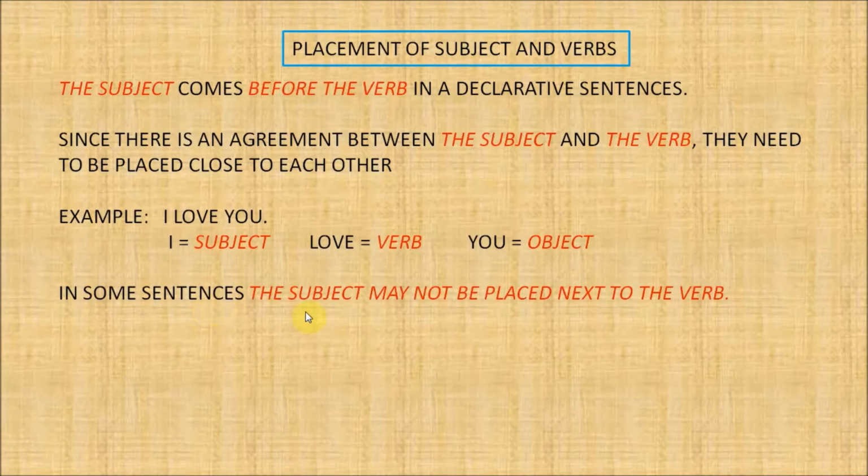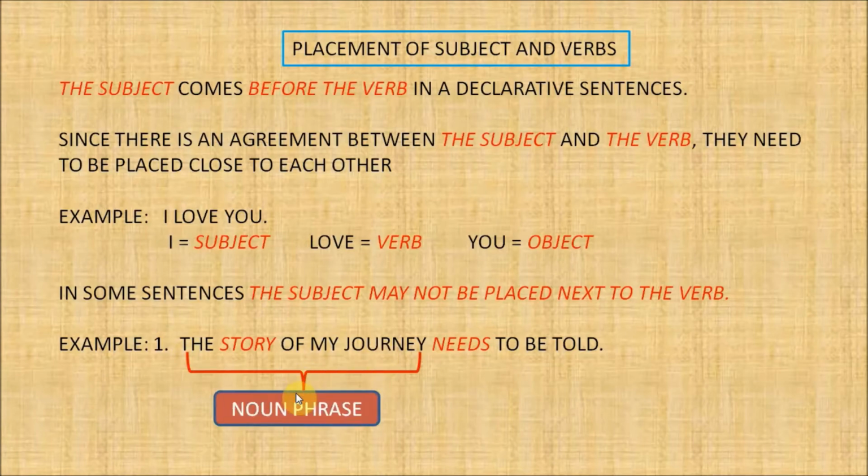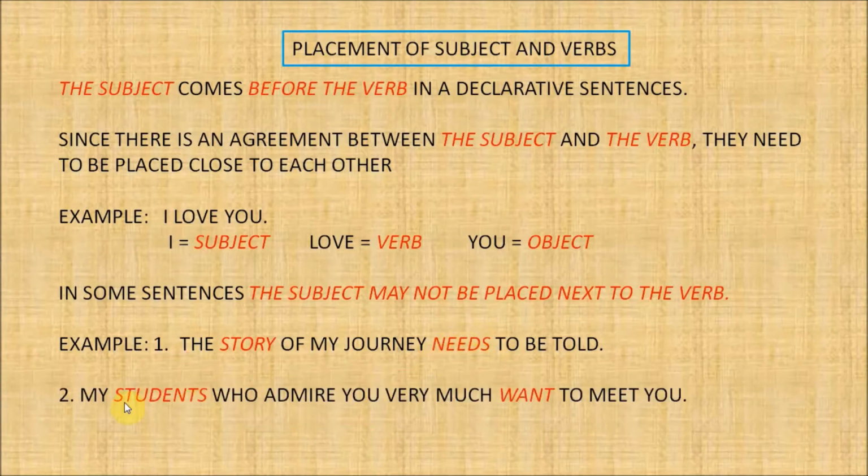However, in some sentences the subject may not be placed next to the verb, but there are some cases where the subject is not placed next to the verb. For example, the story of my journey needs to be told. Here the story of my journey is a noun phrase, and in this phrase the main word is story. Therefore the verb must agree with this noun. So therefore, since the story is in singular number, third person, needs is used, which is also singular number, third person. Let's see another example.